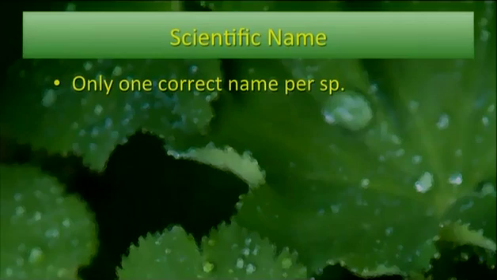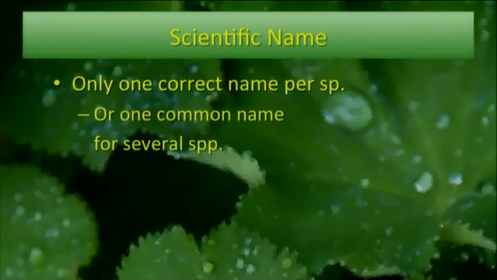So the scientific name of that plant is Scaevola sericea, also known as naupaka kai, and the other names that you saw. So there's only one correct name per species. Or you could have one common name for several species.